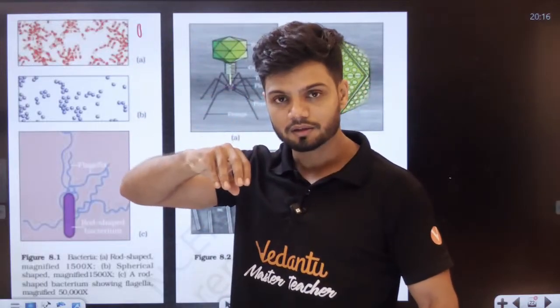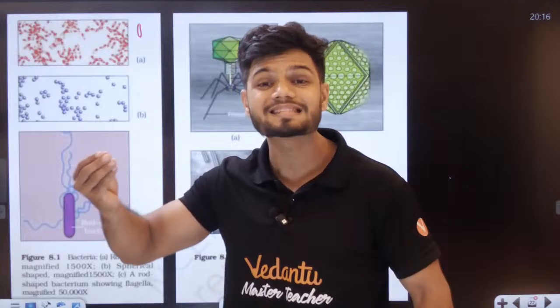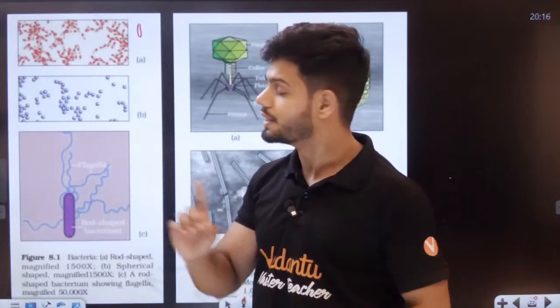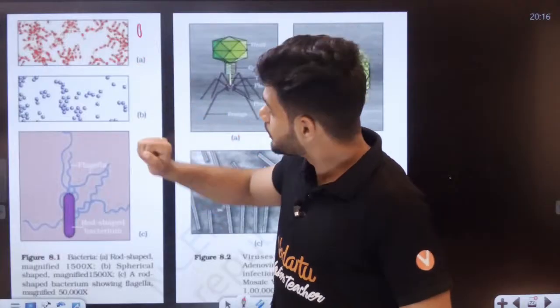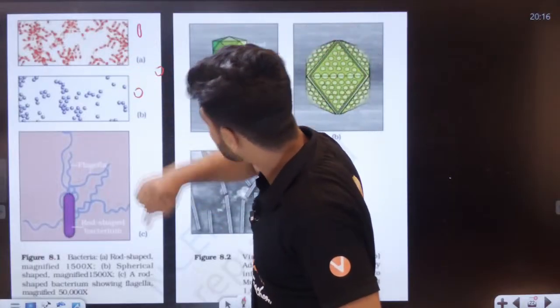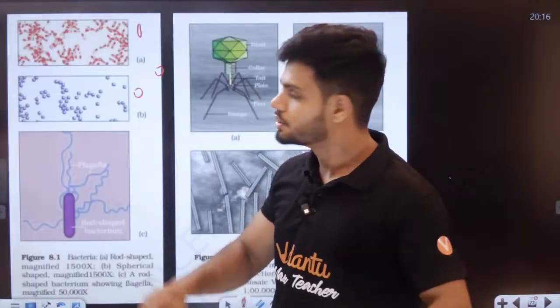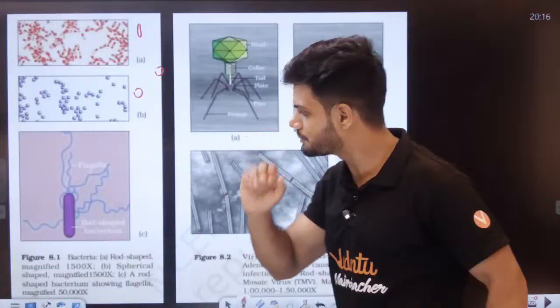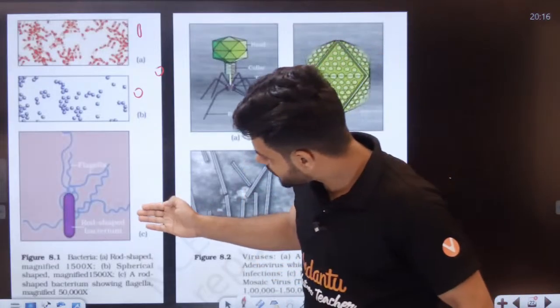Rod-shaped bacteria is also called bacilli. It is not cocci. It is called bacilli. This spherical shape is called cocci. So this is cocci, this is bacilli or bacillus. Okay. Now students, here we can see a rod-shaped bacteria.